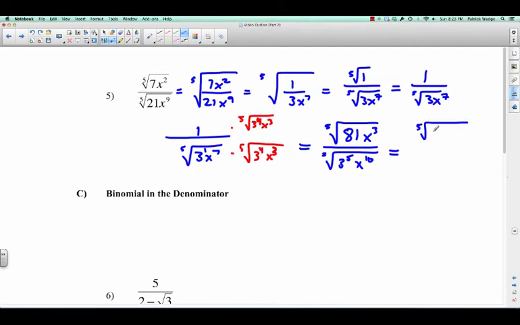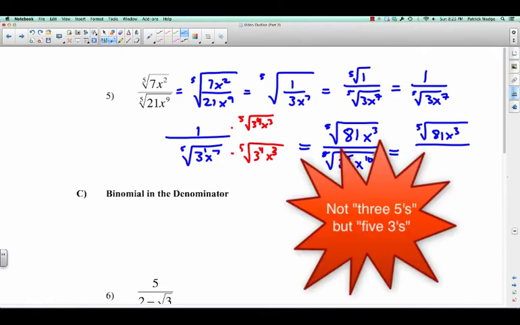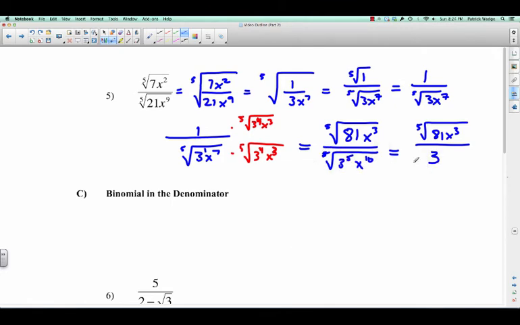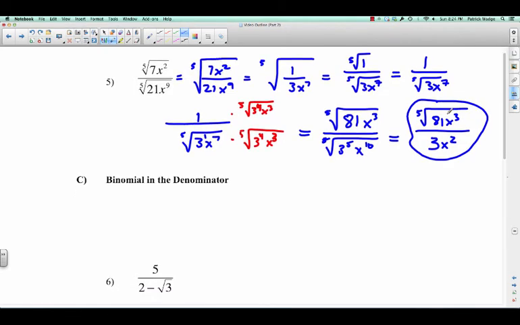Fifth root of 81 x cubed. On the bottom, you need a group of 5 to bring it out, and you do have a group of 5. You have 3 5's, so a 3 comes out. You have 10 x's, and you need a group of 5. So how many groups of how many x's come out? 2. There's your answer. That's a very difficult answer. This is probably more difficult than anything in the homework even. So if you're getting these, you're doing great.